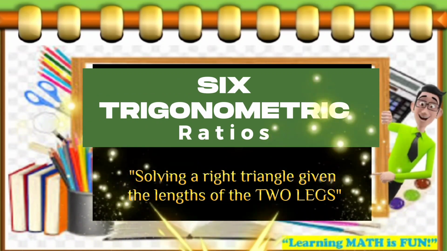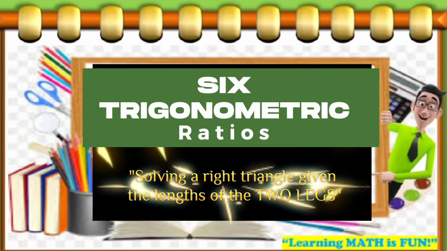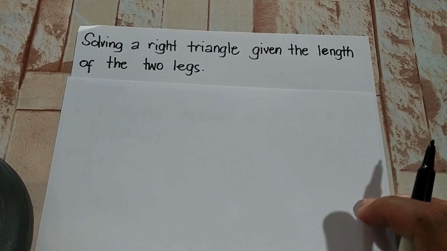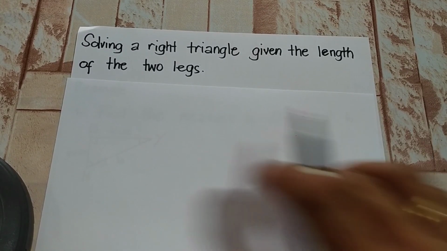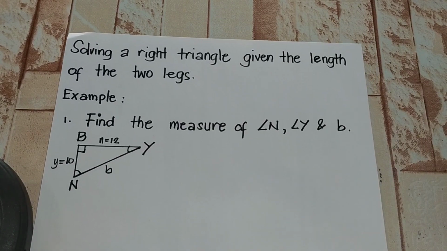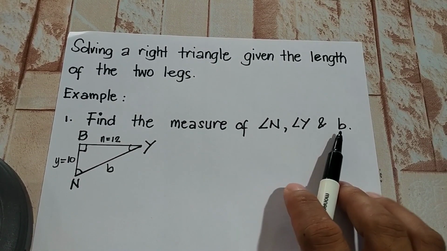Hello everyone, today we're going to talk about the 6 trigonometric ratios. Solving a right triangle given the lengths of the two legs. So let's take for example this one. Find the measure of angle N, angle Y, and side B.